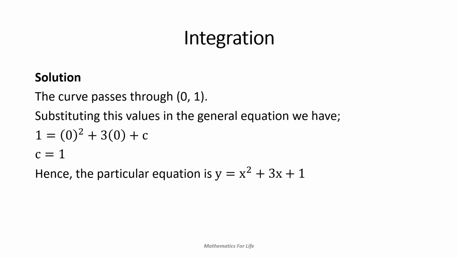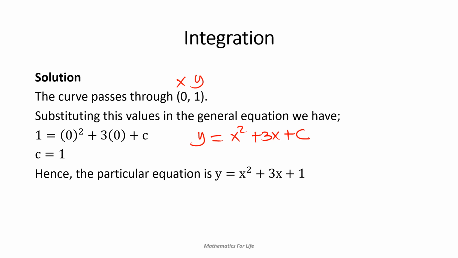Since we are told that the curve passes through the point (0, 1), we note that the 0 represents the x coordinate and the 1 represents the y coordinate. Substituting these values in the general equation, we have 1 equals 0 squared plus 3 into 0 plus c. And then working out, we find that the arbitrary constant c is equal to 1. Remember, the general equation that you had obtained was y equals x squared plus 3x plus the arbitrary constant c. And so by substituting the point where our curve passes through, we're able to find the arbitrary constant c to be equal to 1.